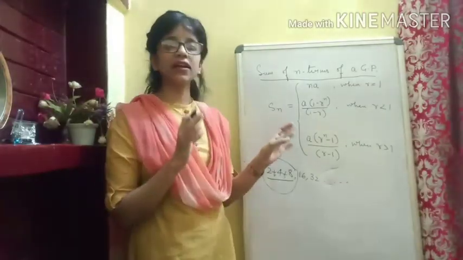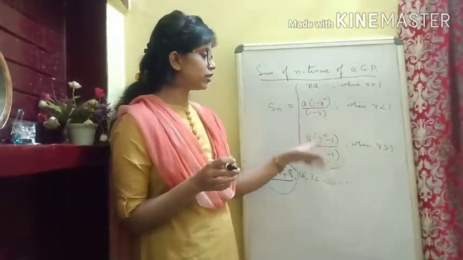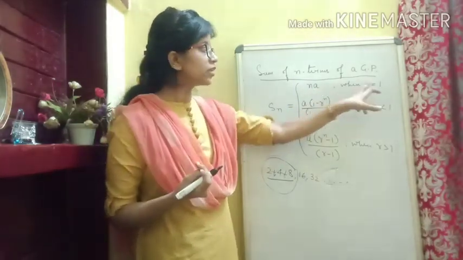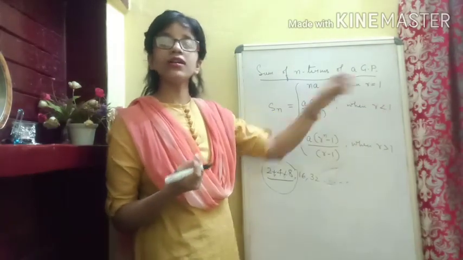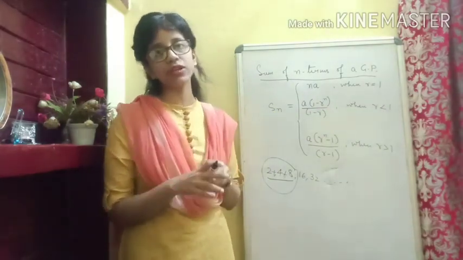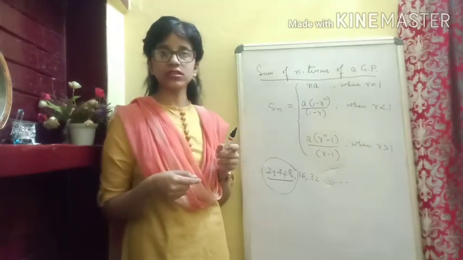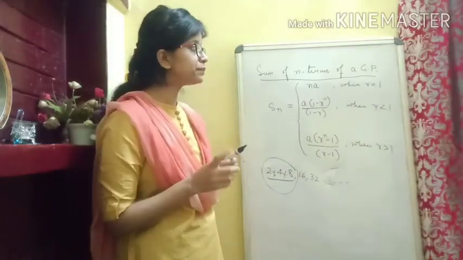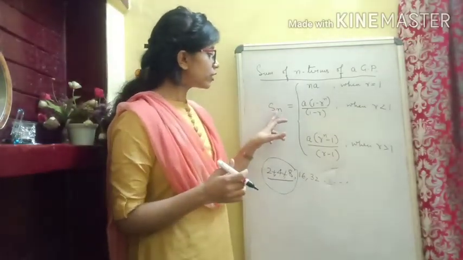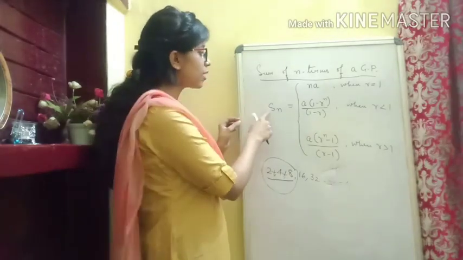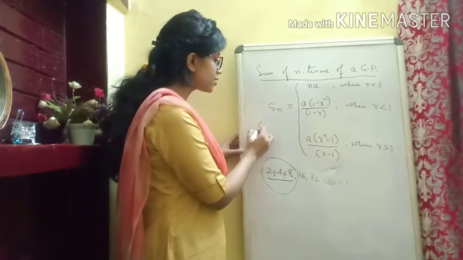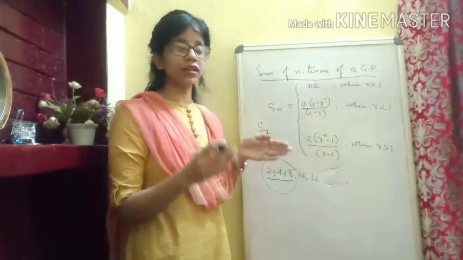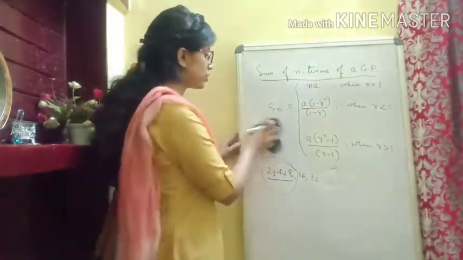Here is the formula, and I hope that you are all aware of the notations we have used here. Small a stands for the very first term. Small r is your common ratio. How to calculate the common ratio? Second term upon first term, or third term upon second term. That's how we calculate the common ratio. Sn stands for the sum of n terms. Like S7 means we are talking about the sum of all 7 terms in a given GP. So that's how we differentiate.